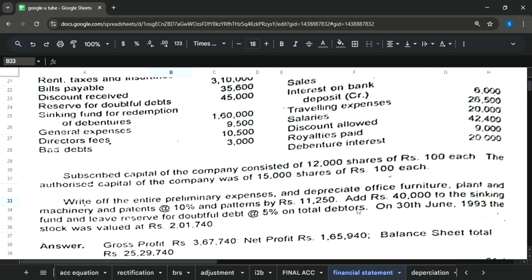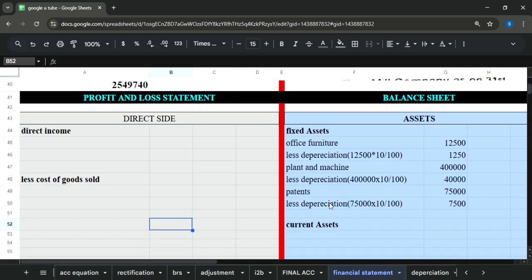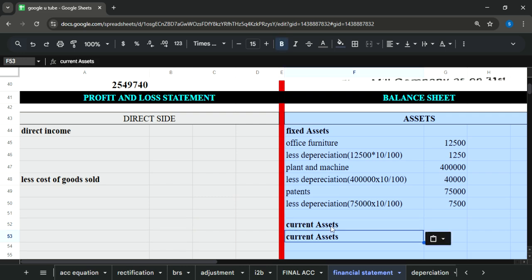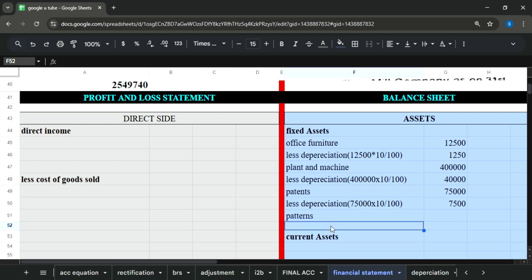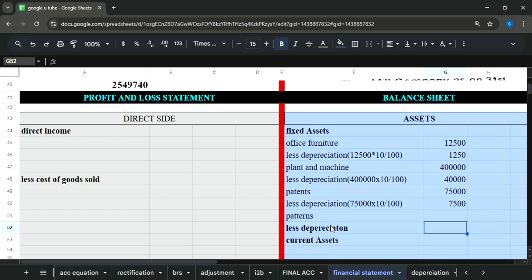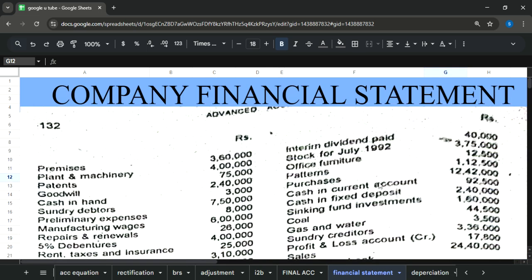After that, office furniture, plant and machinery, patent 10%, and patterns by 11,250. It means we have our fourth asset for which we need a space. So here we will mention patterns and depreciation is not needed to be calculated because 11,250 is already mentioned. So here we will see how much the amount of patterns is. Look at here, patterns.